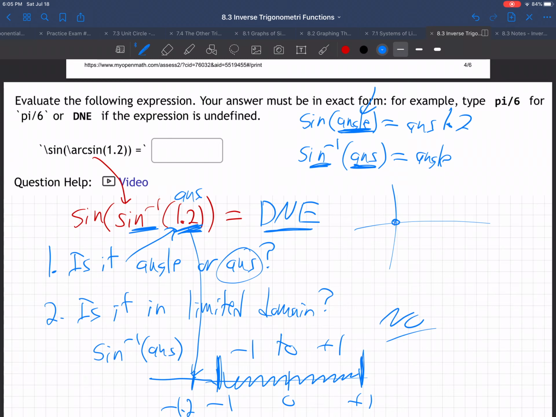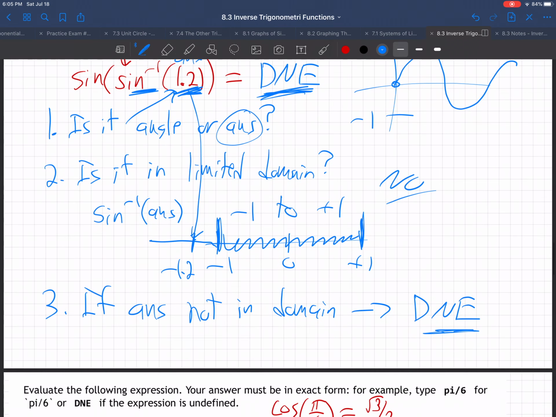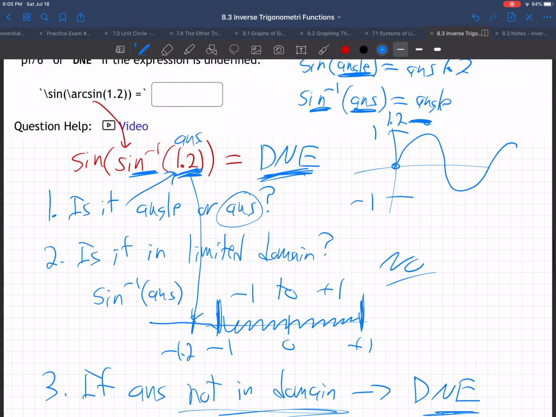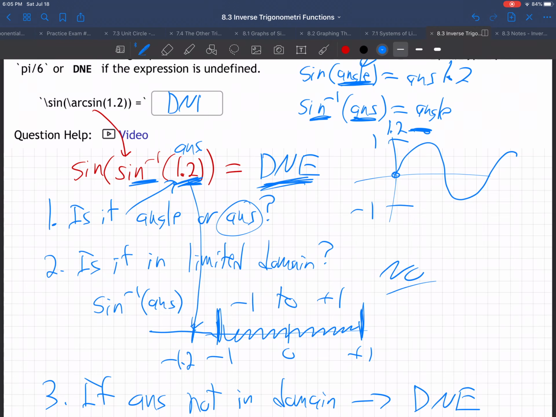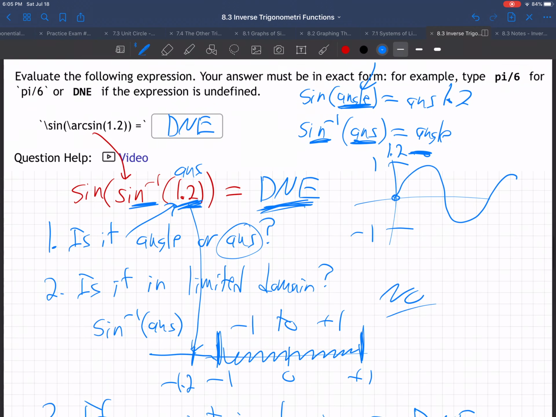Why not? Because the sine function, if you remember from the graph, only goes to a height of 1 and down to -1. It never makes it up to 1.2. There's no angle that can do that. That's impossible. This is an impossible question. It's not in the limited domain. It's a DNE. Does not exist on this one.